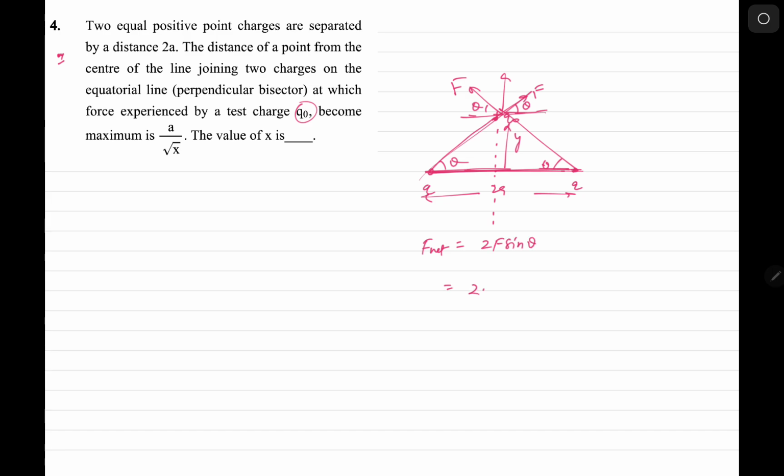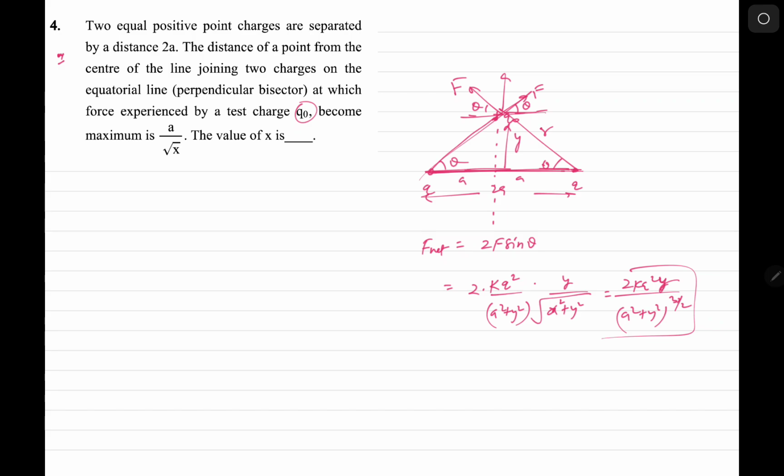Now we just need to write the forces: k q square by r square, and r is the square root of a square plus y square, and sin theta is y by r. So we are getting 2kq square y by (a square plus y square) to the power 3 by 2. So we are getting this force, which is a function of y here, and now we just need to find the maxima.